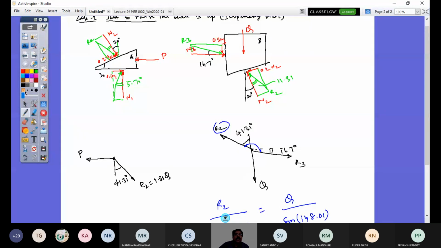So I would have here R1 to the vertical by 5.71 degrees, right? So any doubt in this? Any doubt?